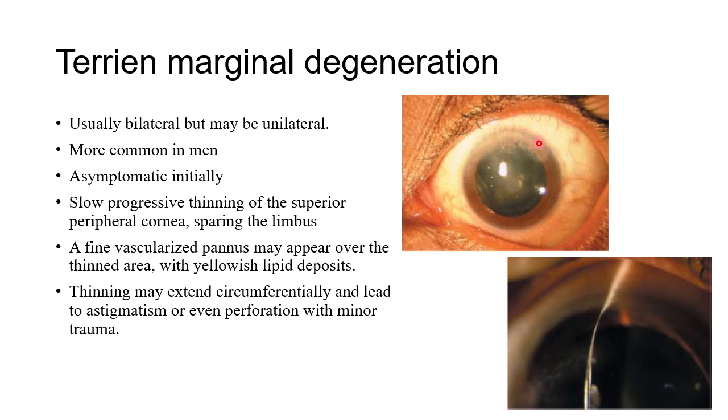So this one is Terrien. Now, Terrien is basically a progressive thinning of the cornea, as you can see in the slit over here. It is usually bilateral, more common in men, asymptomatic initially, and gradually this thinning becomes a pannus, a vascularized pannus, and even minor trauma may give rise to perforation of the cornea. This kind of thinning, if asymptomatic, is at least going to lead to astigmatism later on.